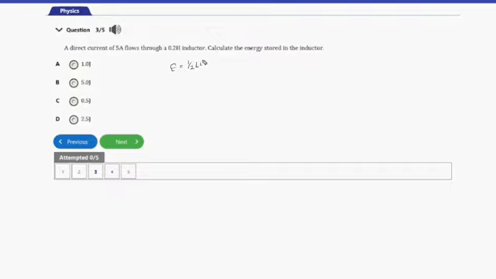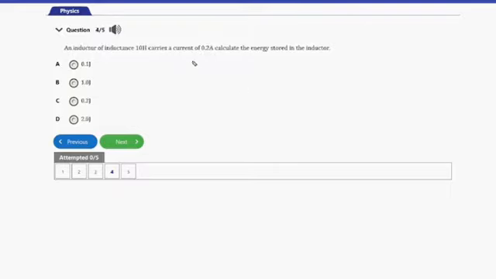Li squared. So in that case, we are going to have that E is equal to the inductor, which is 0.2 times I squared, which is 5 amps squared, that's 25, and then this will be all over 2. If you go ahead and calculate this, we're going to have 2.5 joules, and that's option D here. That's the answer to this question. Let's go ahead and consider the next question, guys.